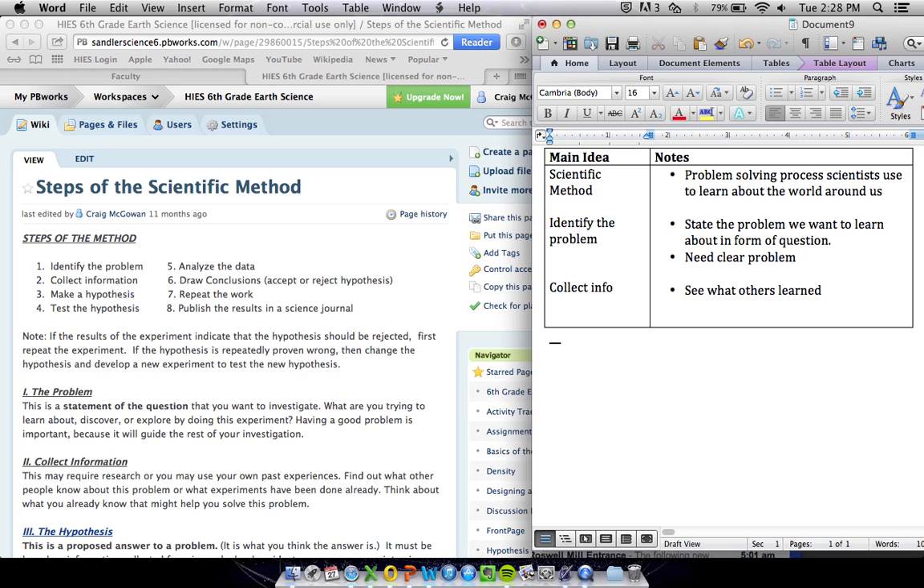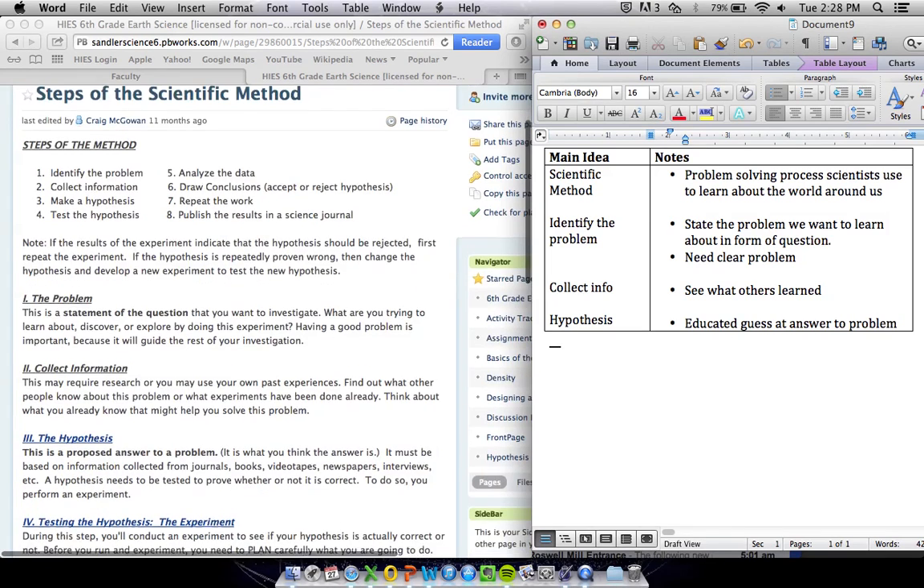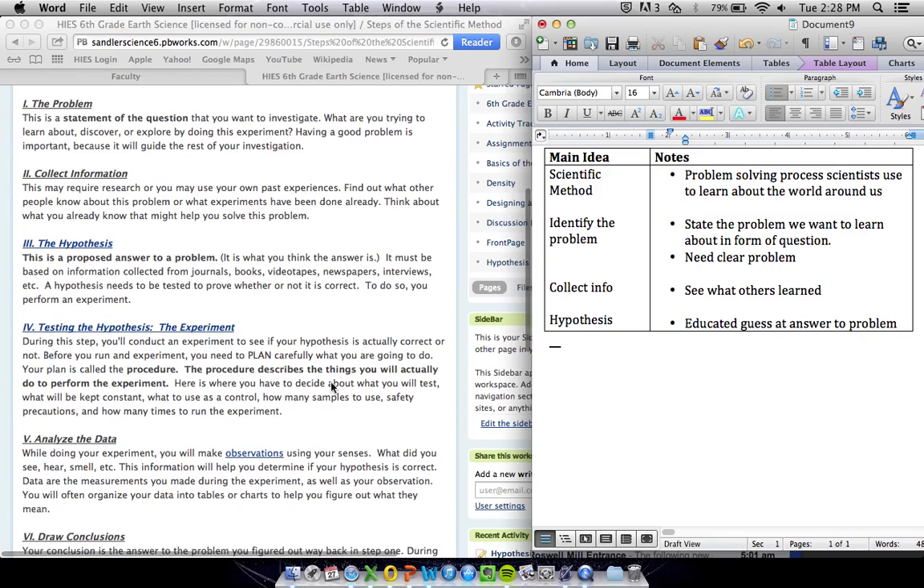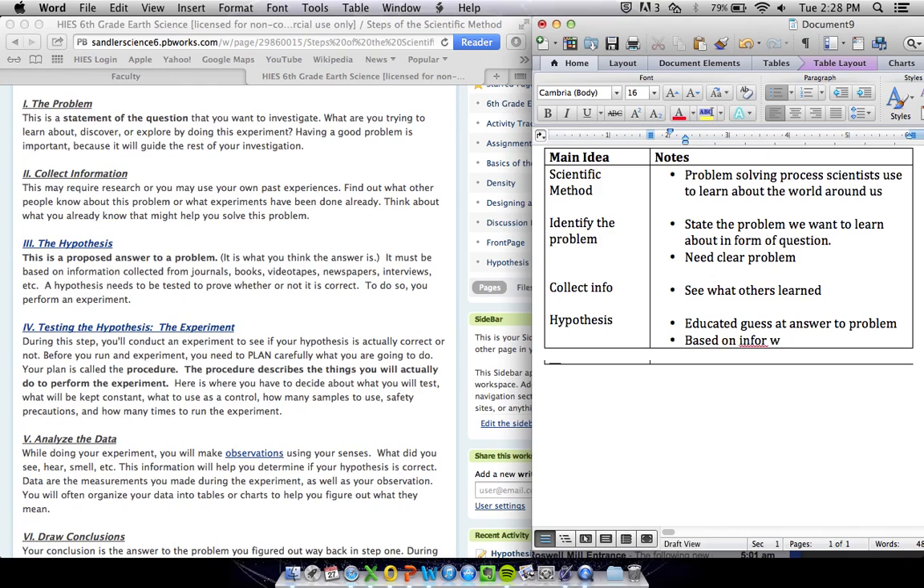After we've collected info, we're going to develop a hypothesis. We'll talk a lot more about this next week, about what goes into making a hypothesis, but this is our educated guess at the answer to the problem. Alright, so this is our best guess as to what the answer is. It's based on information we learned. Alright, so it's based on the info that we learned in this step.